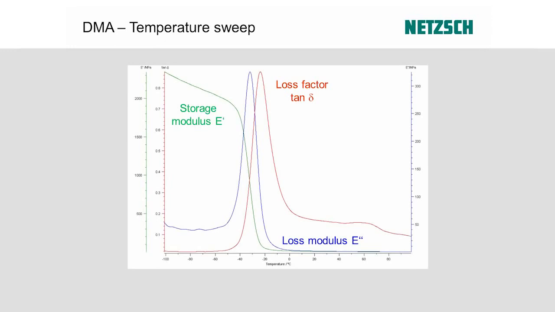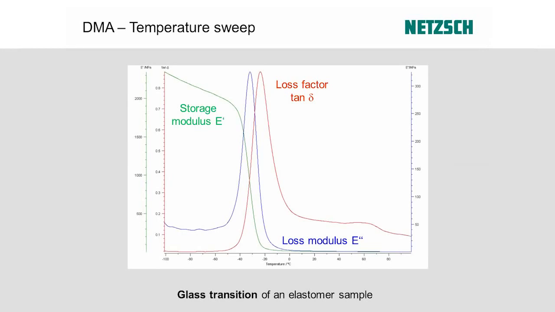So it's quite clear already that with the DMA I can investigate the mechanics of my sample as a function of temperature. So I guess many of you already know what we see here. This is nothing else but the glass transition of an elastomer sample. So this is how the glass transition shows up in a DMA measurement.